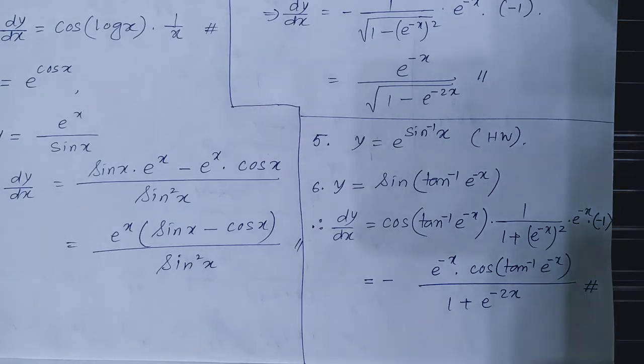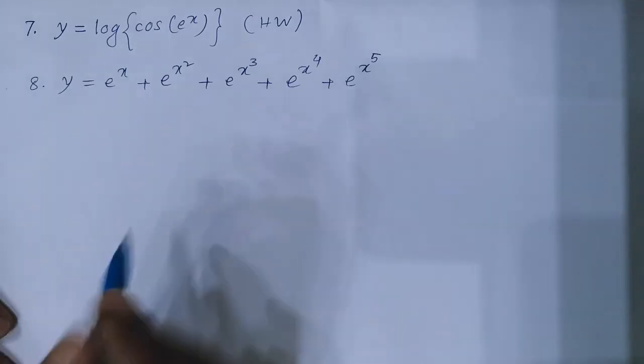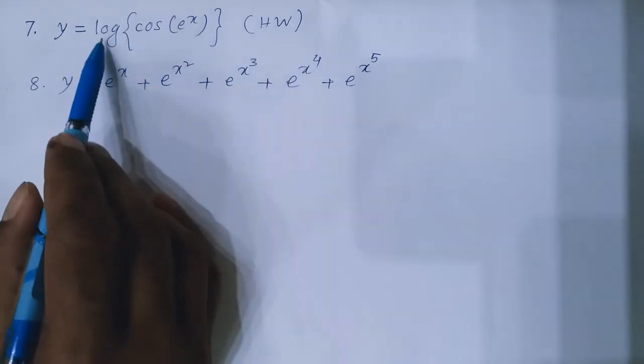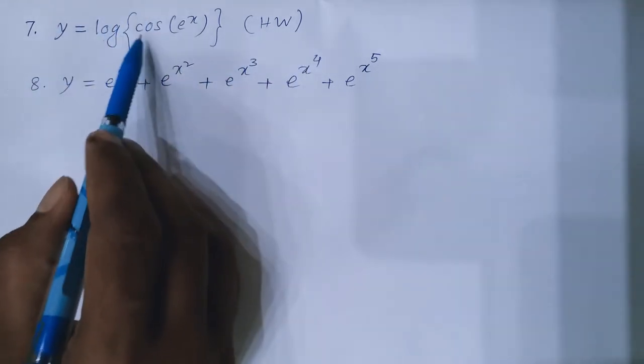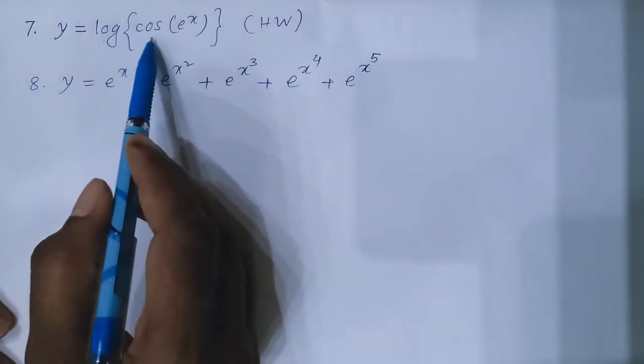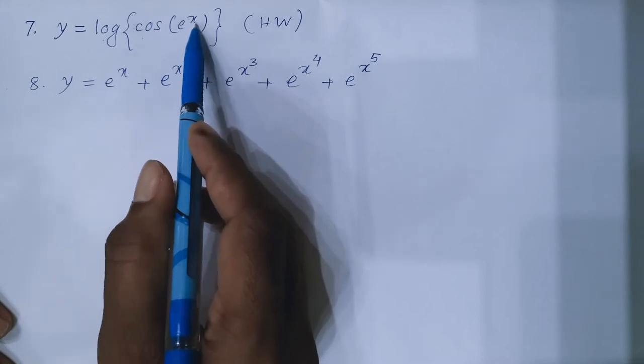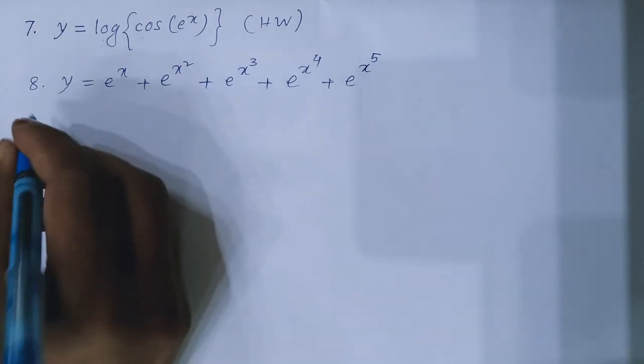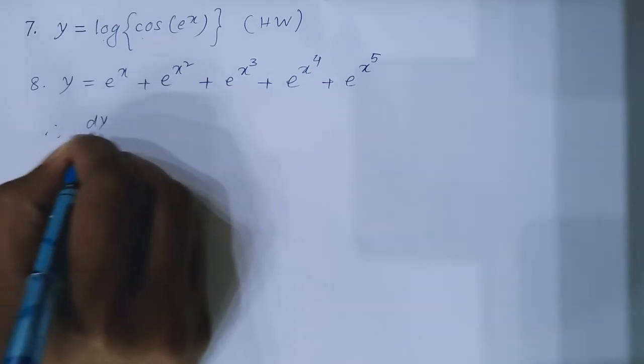Now come to another question. You see, this is homework for you. First differentiate log, it will be 1 by cos. Then differentiation of cos, it will be minus sine of this, and then differentiation of e to the power x, and that is itself.